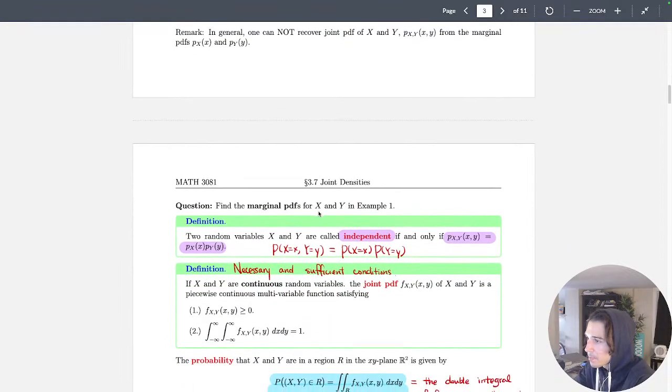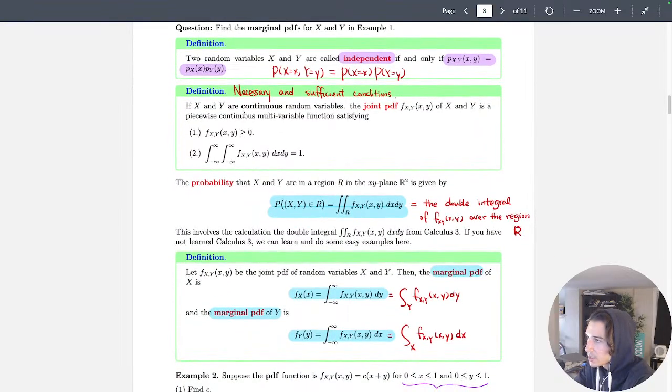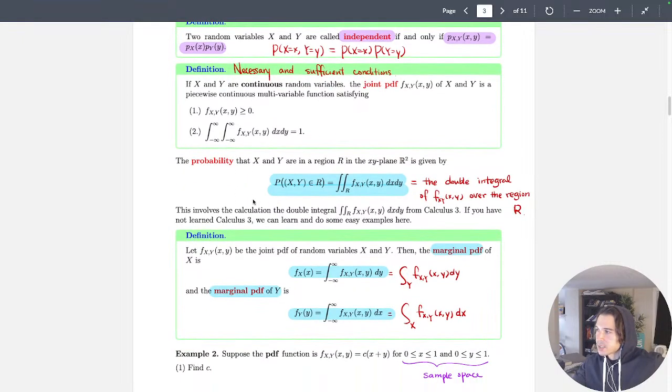Yep. Find the marginal PDFs. Okay, so two random variables x and y are called independent if and only if the joint PDF is equal to the product of the marginals, the probability of X equals x times the probability of Y equals y. And then the definition for continuous random variables: the joint probability is greater than or equal to 0. And again, just switch out the sums with integrals, and it has to equal 1.